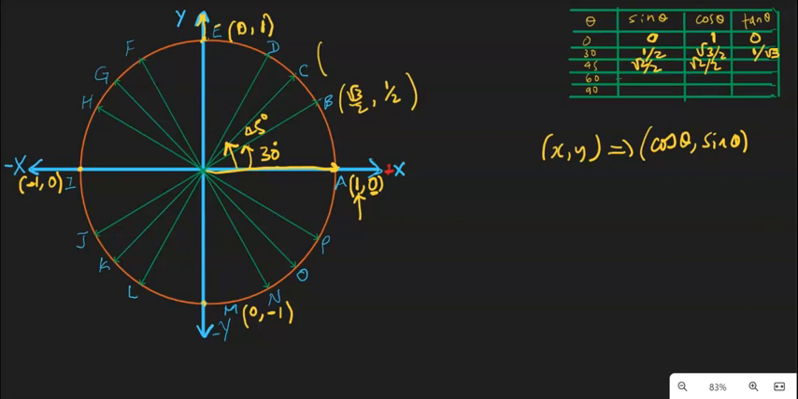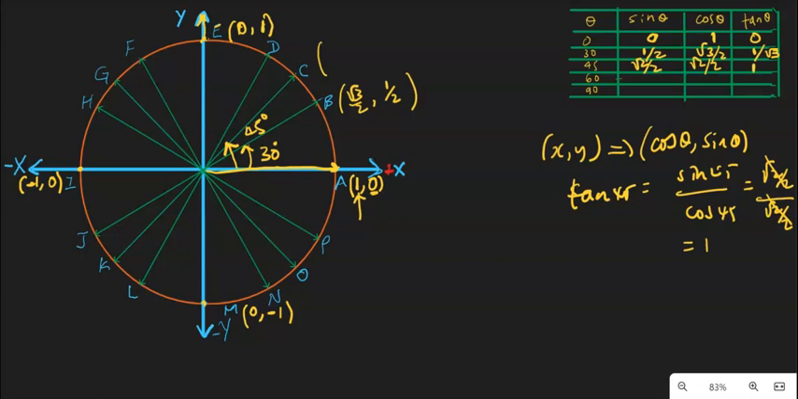And the tangent of 45 is sine of 45 divided by cosine of 45 degree, which is root 2 divided by 2 divided by root 2 divided by 2, which is basically 1. So we have 1 here. So cosine is root 2 divided by 2, and sine is root 2 divided by 2.